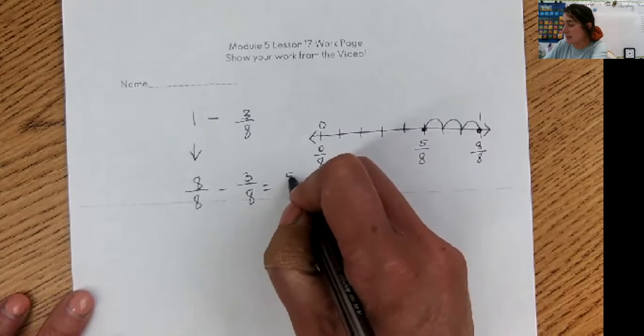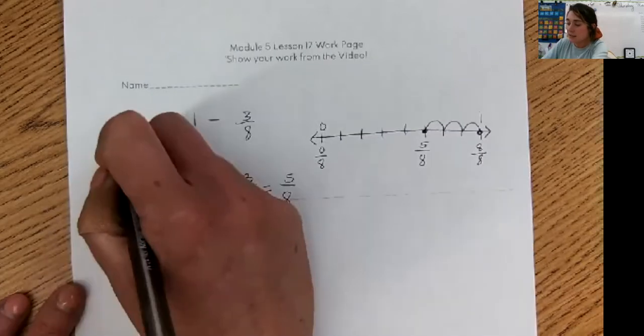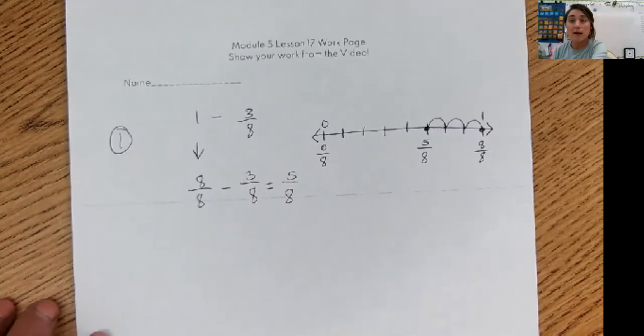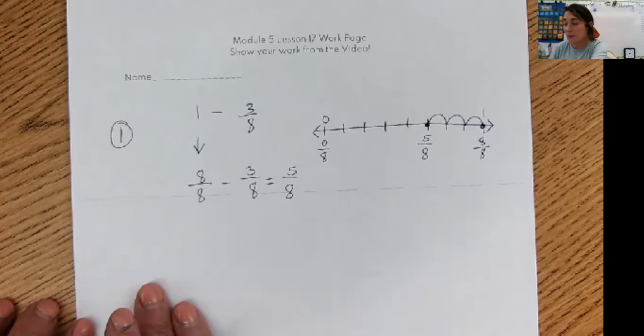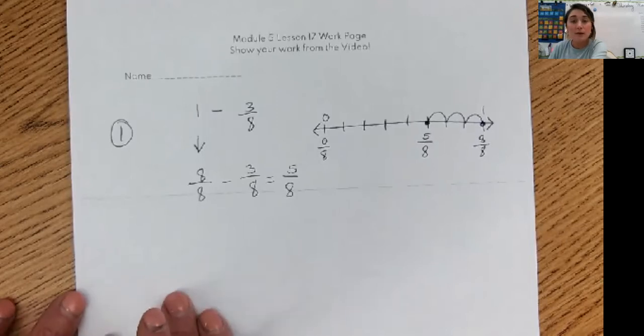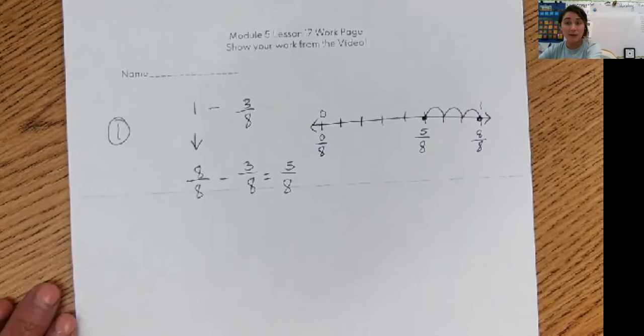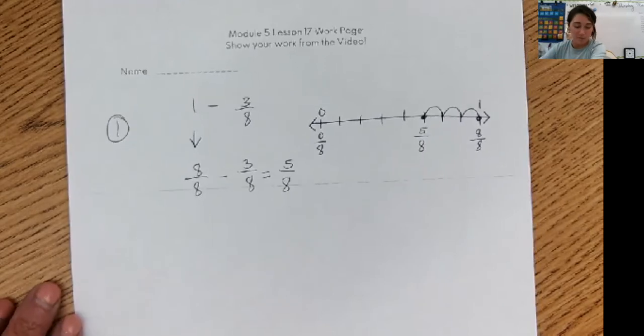8/8 minus 3/8 equals 5/8. This is the first problem you should have written on your sheet. If you have this problem written on your sheet, remember, I will give you 2 Firebird bucks for having everything written down that I have written down.